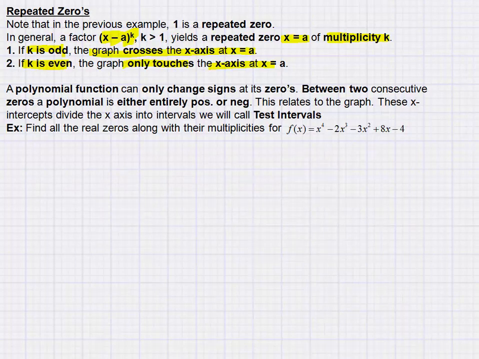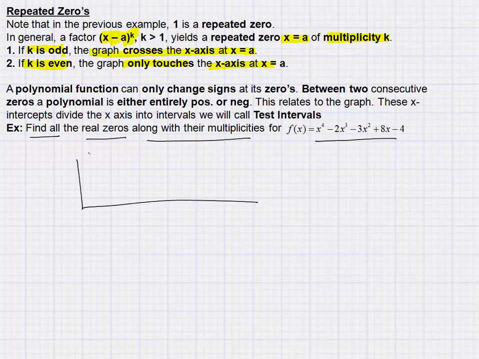So let's do this example. Find all the real zeros along with their multiplicities for this particular function. So we need to start factoring it. Again, where do we start? Well, right now we don't have a good way to do it other than let's just start trying things. I'll put 1, negative 2, negative 3, 8, negative 4 inside. And I'm just going to start trying different numbers out here. So I'll try 1. If that doesn't work, I'll try minus 1 and keep going.